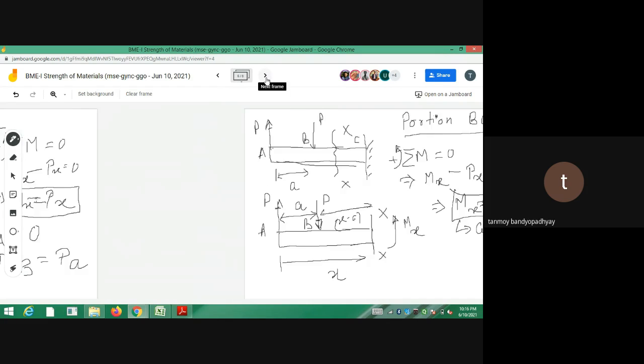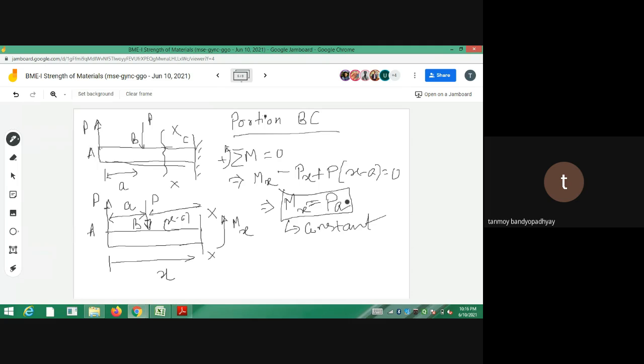So you see that the bending moment is constant from B to C, over the part BC. So this portion BC is actually under pure bending. This actually clarifies the point of pure bending and why in this problem they have asked you.